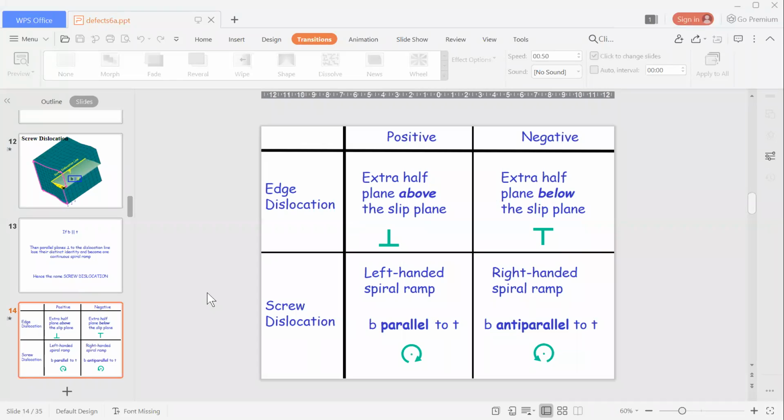Here is the summary between edge dislocation and screw dislocation. Depending on the direction of the Burgers vector, we define the edge or screw dislocation to be positive or negative. The positive edge dislocation is the one where you have an extra half plane above the slip plane. So let's say you have your slip plane, which is like this, and your extra half plane is from the top. So it is like this.